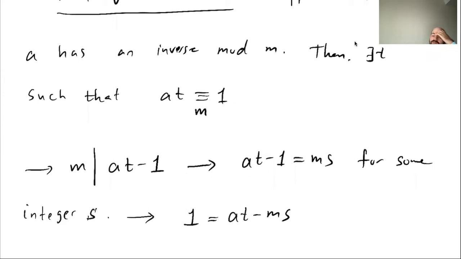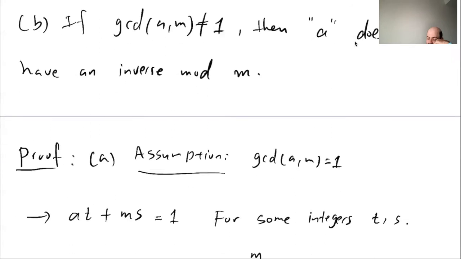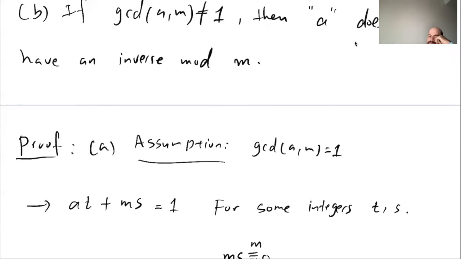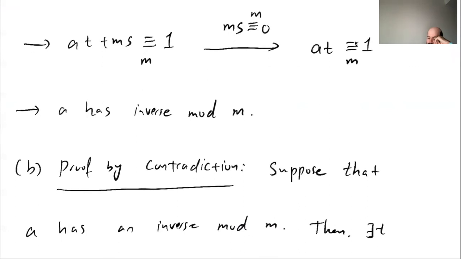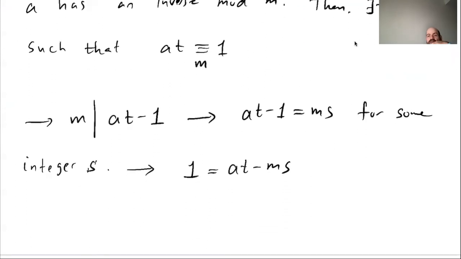Okay, now remember, I want to reach a contradiction. How can I reach a contradiction? 1 is equal to AT minus MS. Of course, I have to use my assumption somehow, right? What was the assumption? The assumption in this case was GCD not equal to 1. How can I use this assumption to reach a contradiction here? GCD not equal to 1 means GCD is bigger than 1, right?